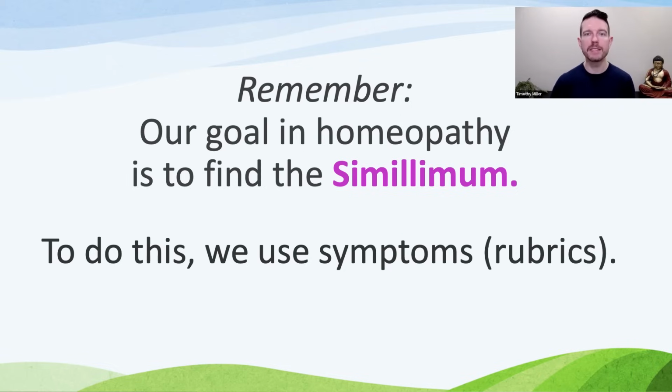So remember, what's our goal in homeopathy? Our goal is to find the simillimum. The simillimum is the single remedy that is going to be most beneficial to that particular person. Now, to do this, we need to find symptoms. We use symptoms, we use rubrics, right? Rubrics are just symptoms. So in order to find the best fitting remedy, we need to know not just do they have a headache, but we need to know everything about their headache.